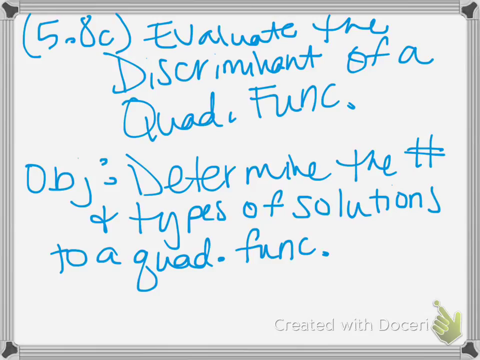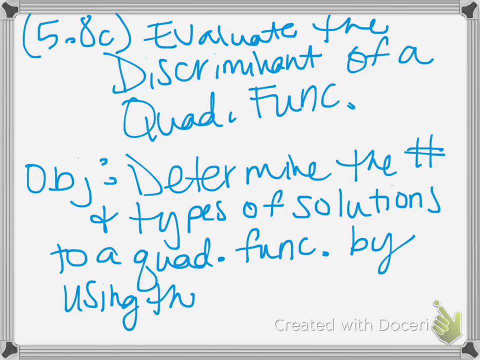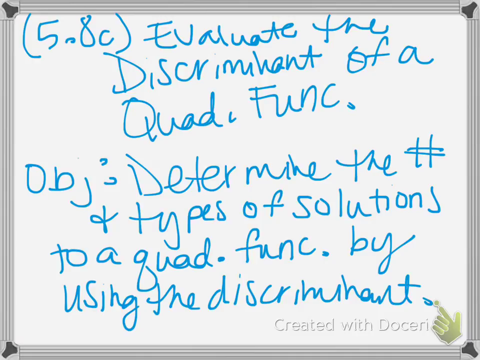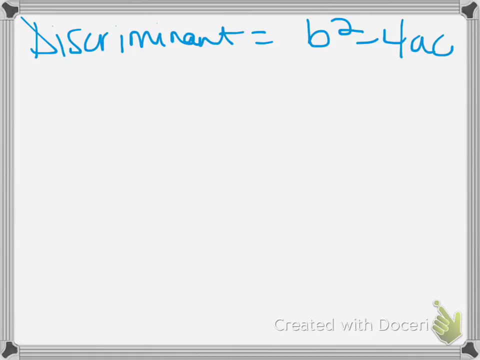I'm going to abbreviate by using the discriminant. So let's first talk about what the discriminant is. The discriminant is what's underneath the square root, b squared minus 4ac. Okay? So that is the discriminant of any type of quadratic function. And the discriminant is going to tell us basically how many x-intercepts that we have.